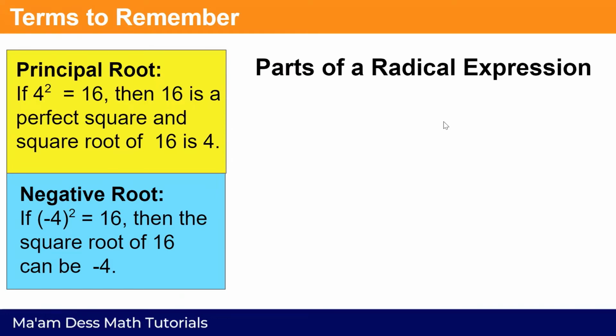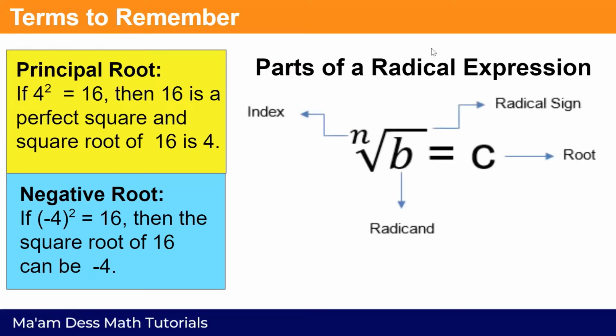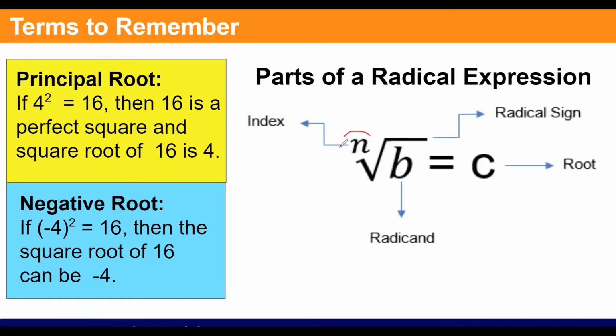Parts of radical expression. Ayan. So, ito po ang tinatawag nating index. Okay. So on the left side of the radical sign, ang tawag po natin doon ay index. Pero kapag square root po ang pinag-uusapan, hindi na po natin ilalagay dito yung 2. It understood that the index is 2.